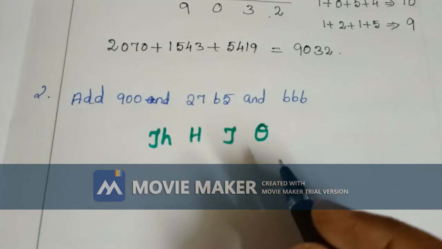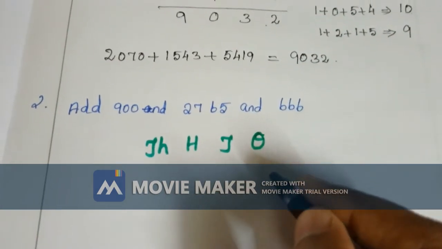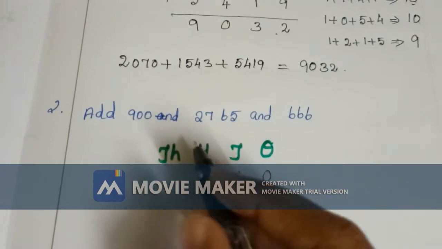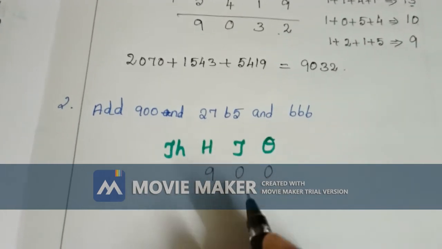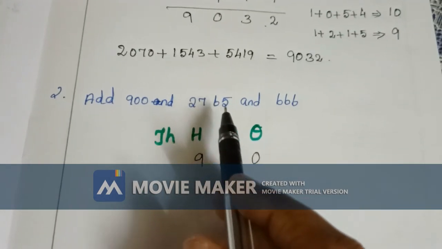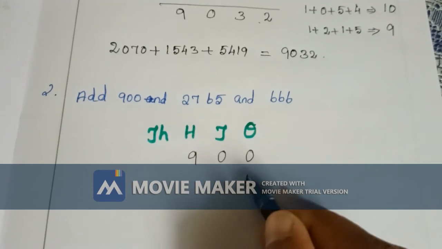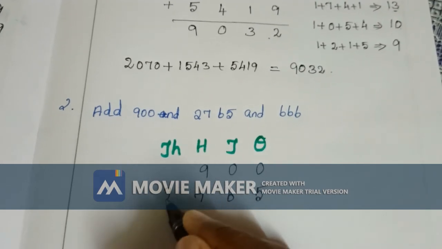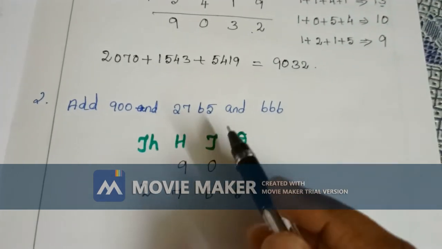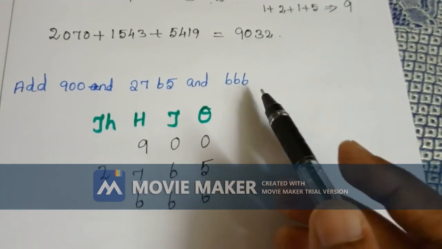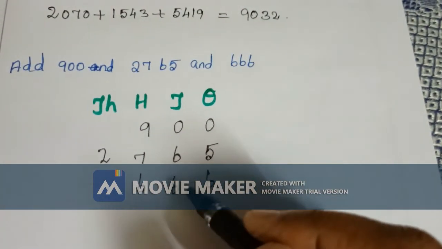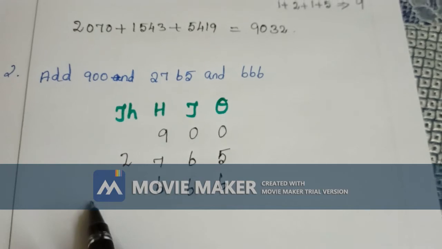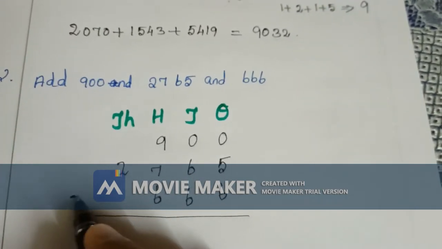For the first number, the ones place value is 0, the tens place value is 0 and the 100 place value is 9. Now for the second number, 2765: 5 is in the ones place, 6 is in the tens place, 7 is in the 100 place and 2 is in the thousand place. And for the last number, 666: 6 is in the ones place, 6 is in the tens place and 6 is in the 100 place. Then you have to add these three numbers.